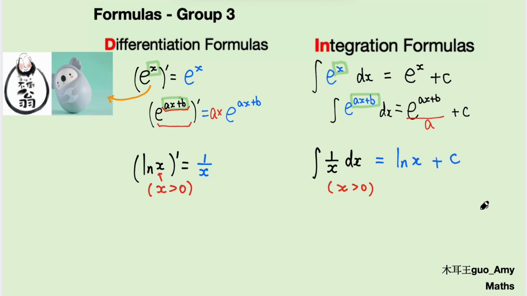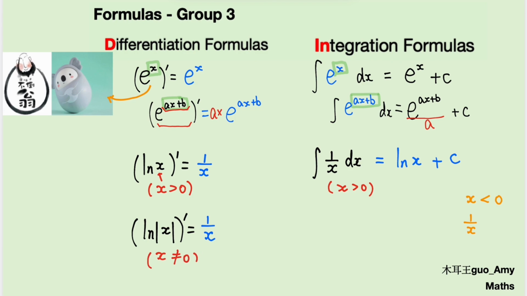Then it raises a question: what if x is a negative value? Since we know 1 over x is also valid for x less than 0. In order to answer this question, we will introduce a new function, which is ln absolute of x. For this function, the derivative is equal to 1 over x. It is valid for all real numbers except 0.